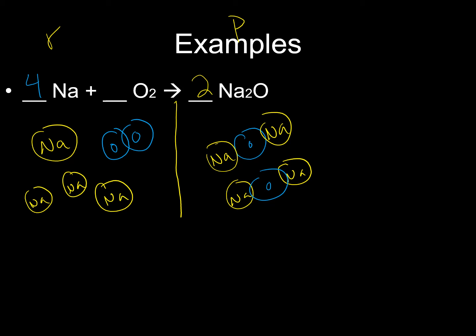On the reactant side. And so again, now I can count that this 4 here tells me that I have 4 Na's. And with this 2 here, I have 4 Na's, and I have 2 O's, and 2 O's. So then I can put a 1 in my last blank to show that I have completed this one.